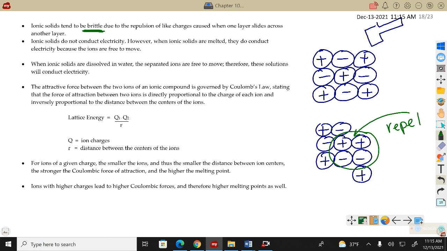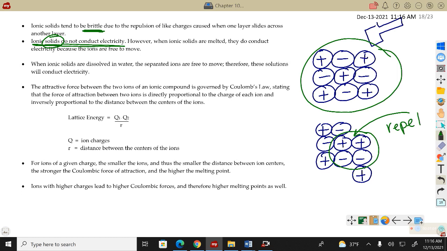In order to conduct electricity, you need moving charges. Well, ionics have the charges, but in the solid phase, because of that strong attraction, those ions cannot move. They're going nowhere in the solid phase. Ionic solids do not conduct electricity. Not in the solid phase. In order to conduct, we need moving charges, electrolytes.